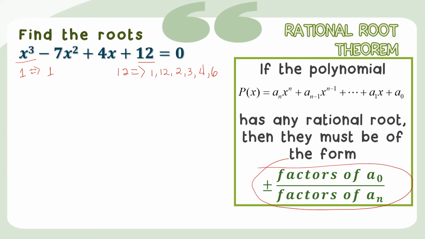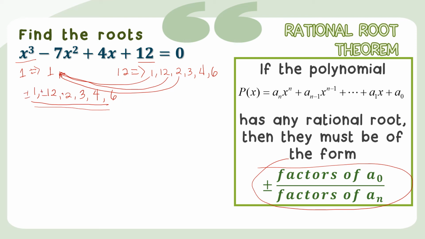So, ang mga itatry natin ay ito, 1 over 1, o kaya ay 12 over 1, this is 12, o kaya ay 2 over 1, this is 2, 3 over 1, 4 over 1, and 6 over 1. Ayan. So, ito lang yung mga itatry ninyo na numbers. Hindi na kayo magtatry pa ng 5, ng 7. Kasama pala yung positive, negative. Okay? Okay, let's proceed to the synthetic division.